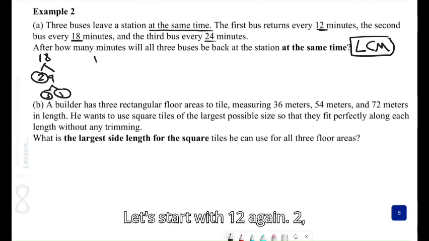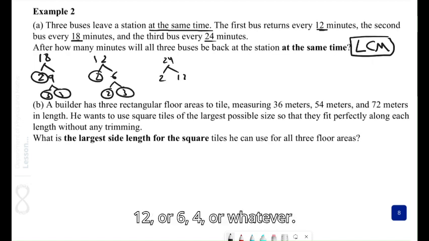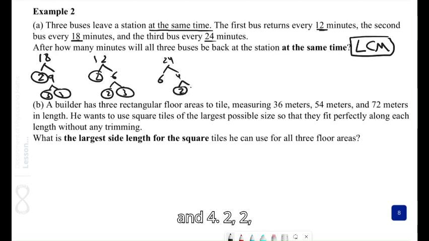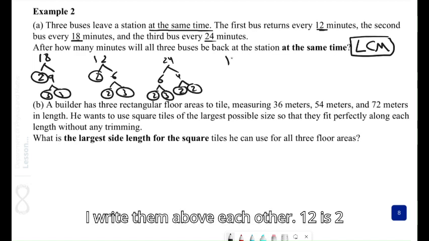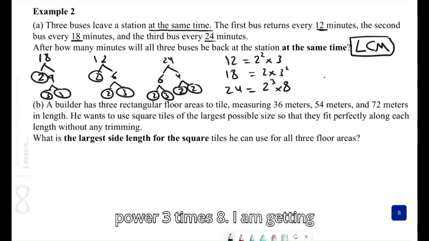12, I forgot the 12. Let's start with 12 again. 2, 6, and 2, 3. 24 is 2, 12, or 6, 4, or whatever. For the space here, I'm going to use 6 and 4. 2, 2, and 2, 3. So I write them above each other. 12 is 2 power 2 times 3. 18 is 2 times 3 power 2, and 24 is 2 power 3 times 3.